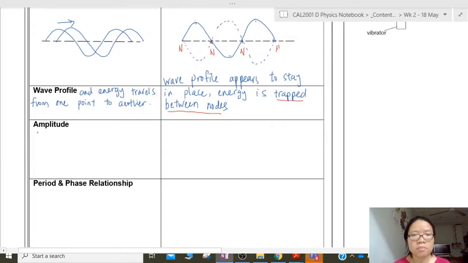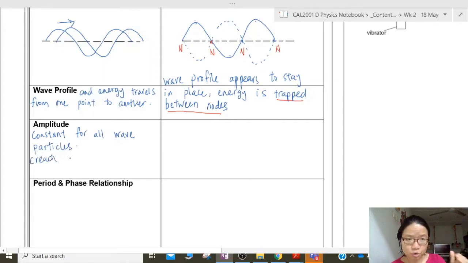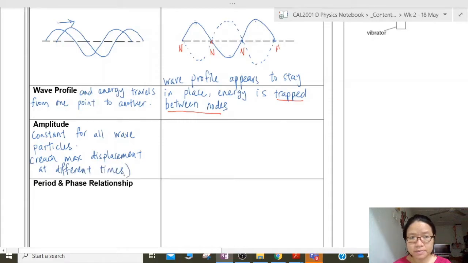We're now going to compare the amplitude. The amplitude is constant for all particles. So if let's say the amplitude is 4, all particles will take a different time to reach 4 cm, let's say. So you reach maximum displacement at different times. Okay, again, if this is not clear, you can ask me during class.